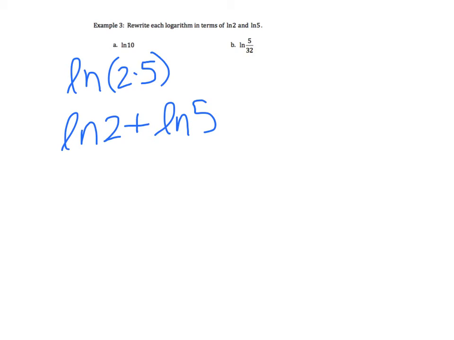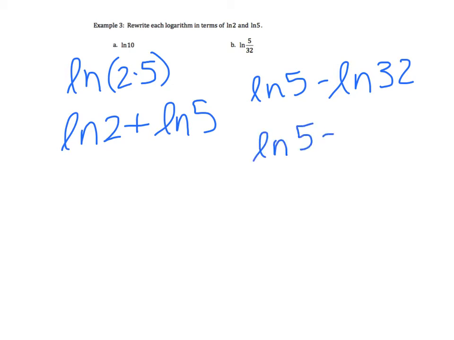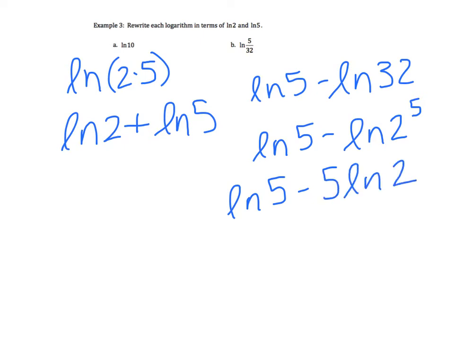Likewise, division becomes subtraction, so I have the natural log of 5 minus the natural log of 32, but I was supposed to rewrite it in terms of 2 and 5, and I know that 32 is 2 to the fifth power, so I have the natural log of 5 minus the natural log of 2 to the fifth power, and then when I raise a power to a power, I multiply. So my final answer becomes 5 times the natural log of 2.